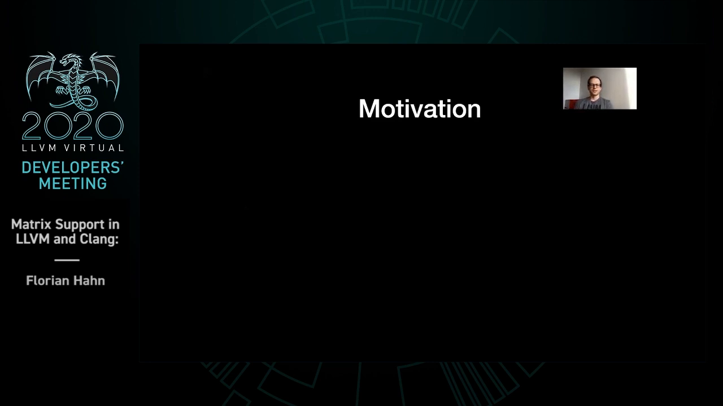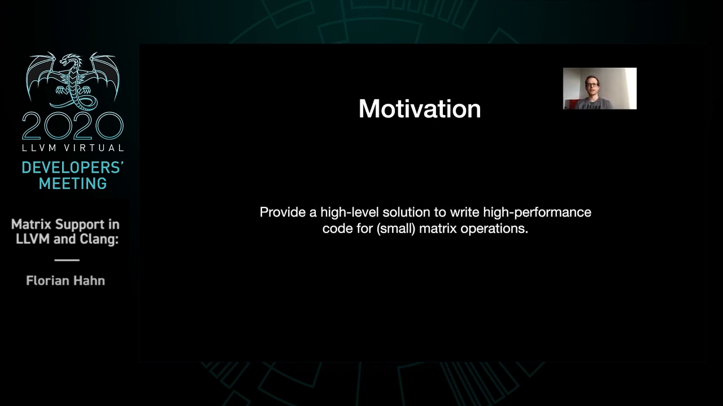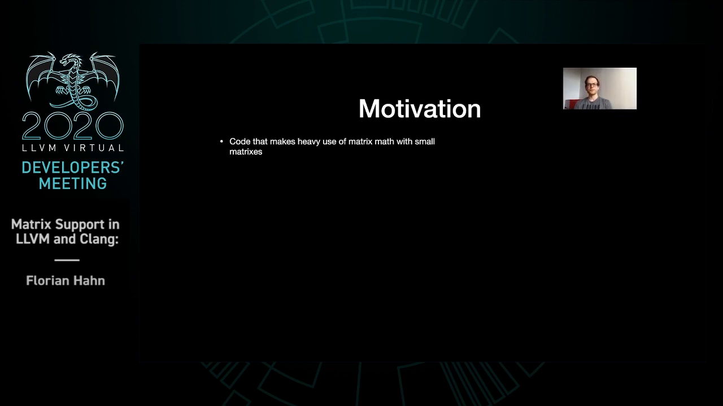This project originally started roughly 3 years ago, and the original goal was to provide users with a high-level solution that allows them to write high-performance code that operates on small matrices. This kind of code is common in computer vision or augmented reality use cases, for example. So the original codes we looked at shared a few characteristics.